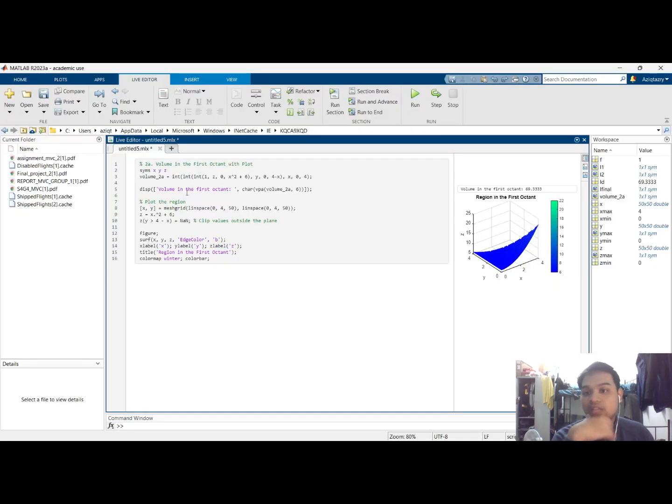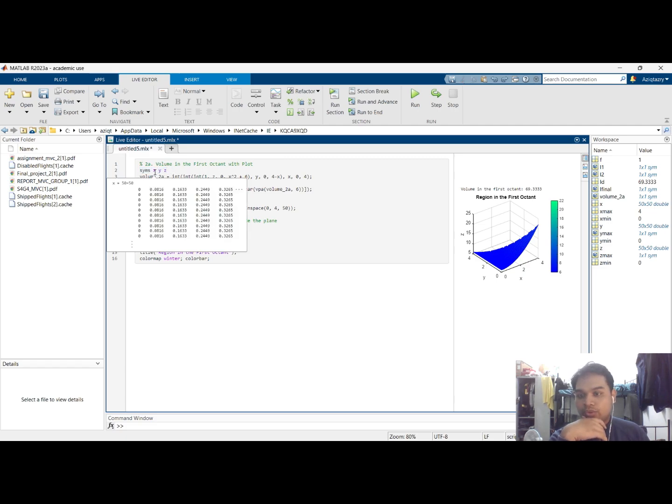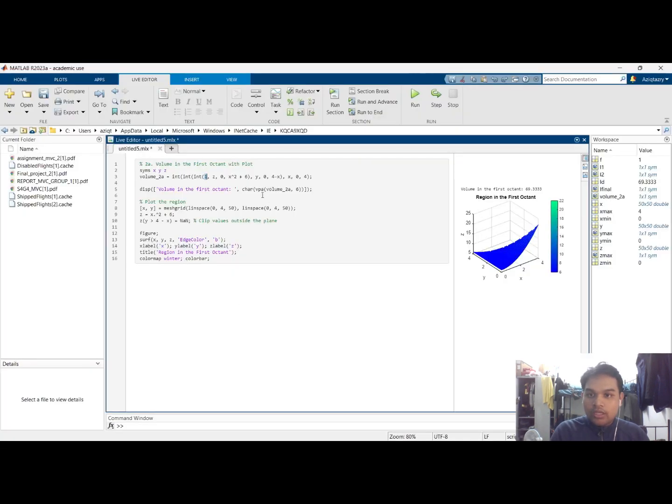So based on this line of code, first what we need to do is to declare the x, y, z variables that we're going to use. And then by using this formula for volume underscore 2a, we apply the triple integral like this. And this one is from this formula here. And then for the z, we apply the minimum to maximum interval. And then for the y, we did the same, minimum to maximum. And for x, we apply the same thing, 0 to 4. So this will give the answer, and then this is to display the answer from this line of code.